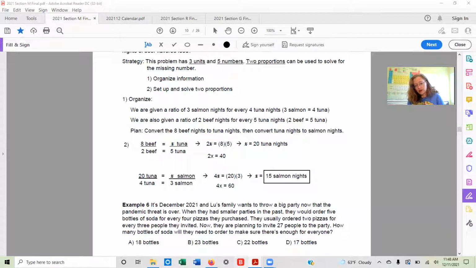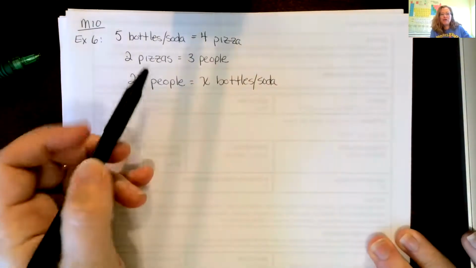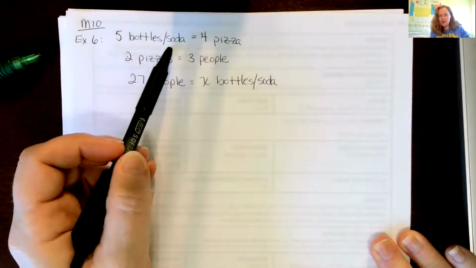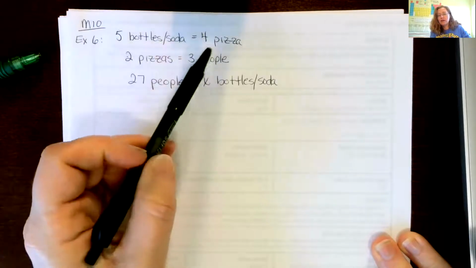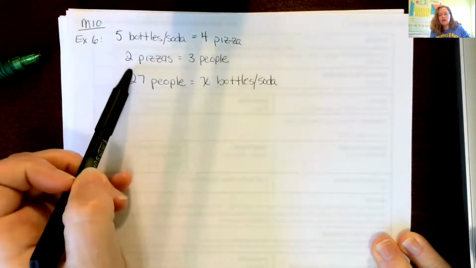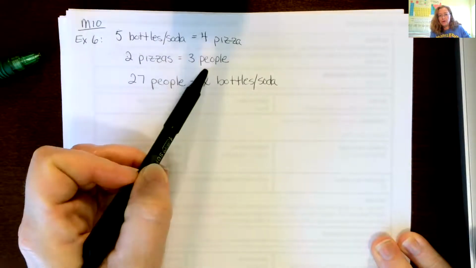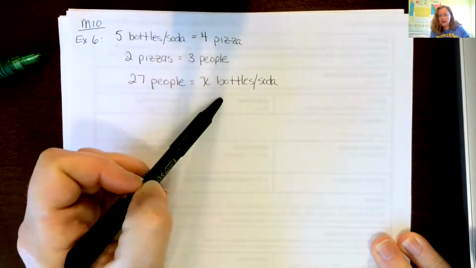And so here, let's go on over to my DocCam. Okay, technically it's not my DocCam, it's the library's DocCam, but here we go. I've written out the details. Some people write bottles, some people write soda, so I just put both. And so we know 5 bottles of soda, they get 4 pizzas. Whenever they get 2 pizzas, that's for 3 people. We're asked about 27 people coming, x bottles of soda.